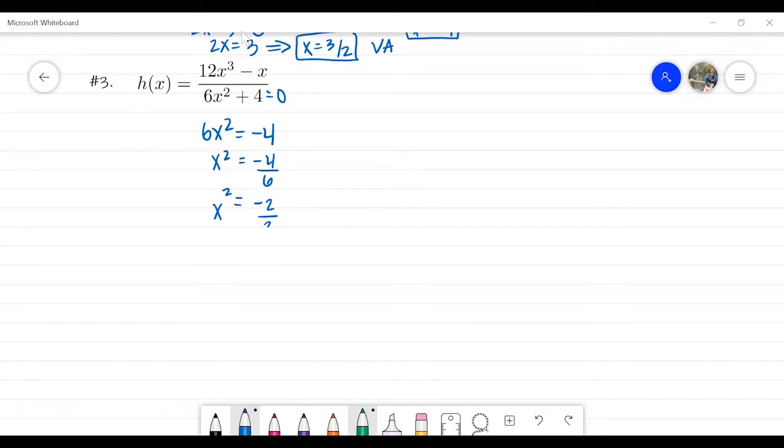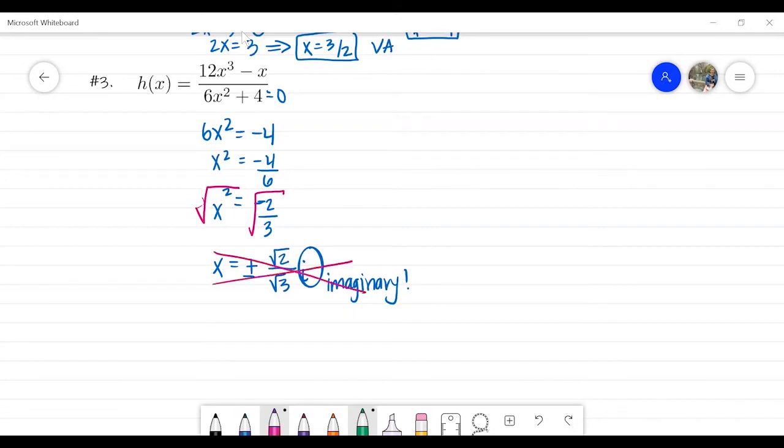So if you square root both sides, you'll notice that there's a negative on the inside, right? So you actually end up with x is plus or minus root 2 over root 3, and there's an i here. And I should rationalize, but before I rationalize, I'm going to point out this is imaginary, right? This is not something that we can graph along with all of our other numbers. So because this is imaginary, we actually just end up tossing it. There are not vertical asymptotes for this case.